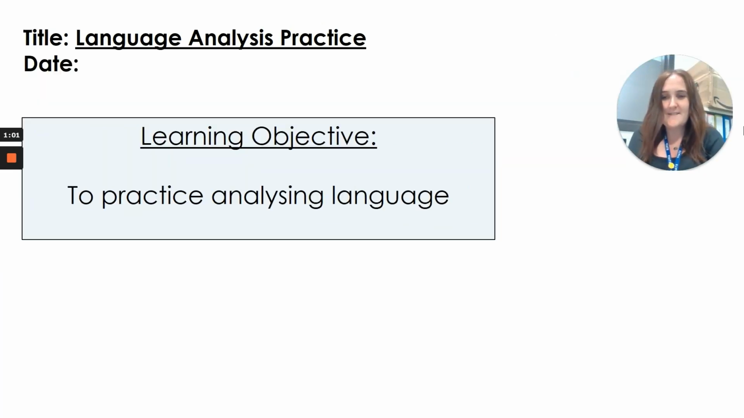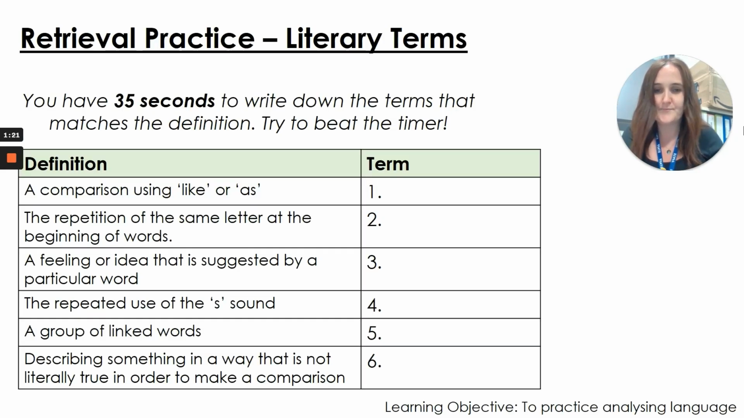Okay, so our objective for today then is we're going to be practicing analysing language. So this is really important for your English language GCSE, which is separate to your literature GCSE. But it also crosses over with what you've been doing with Mr Davies in your previous lessons on unseen poetry. So we're looking specifically at ways that you can analyse language. So we will start though with some retrieval practice.